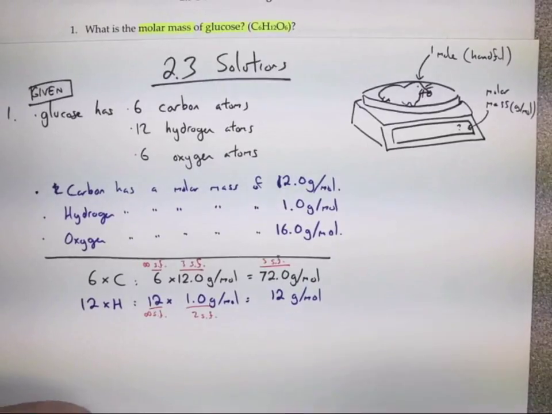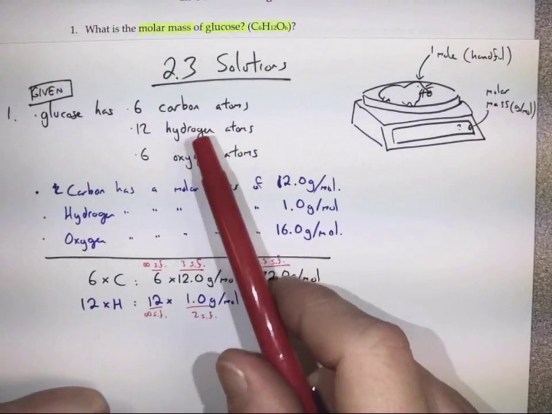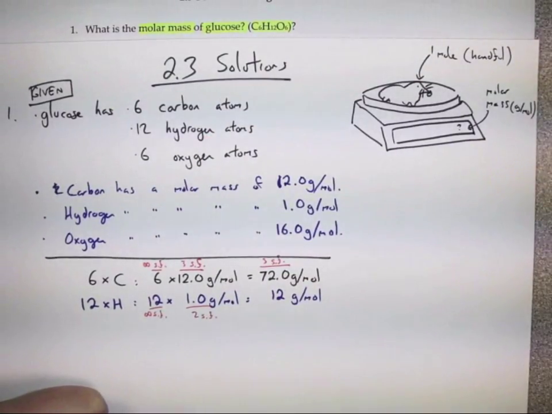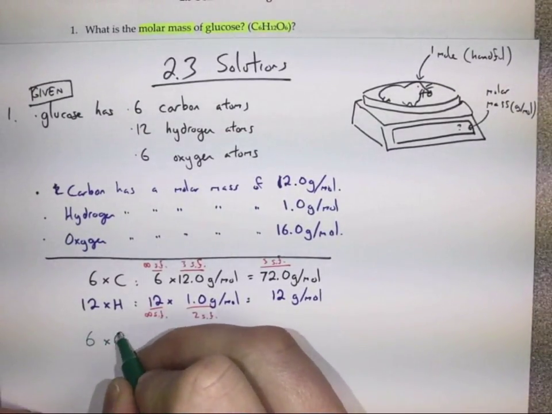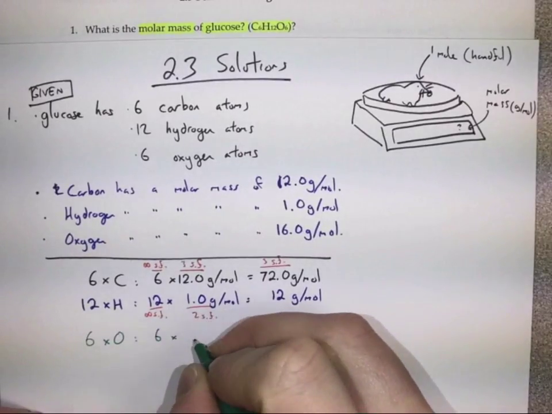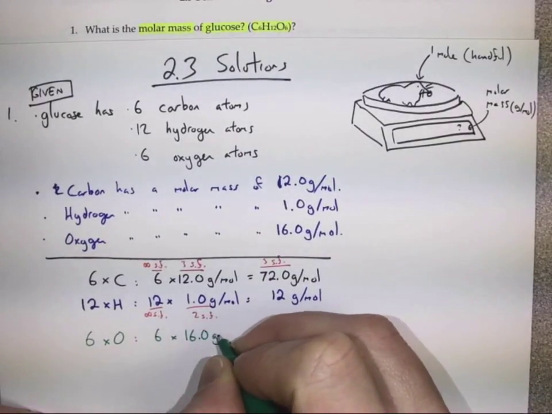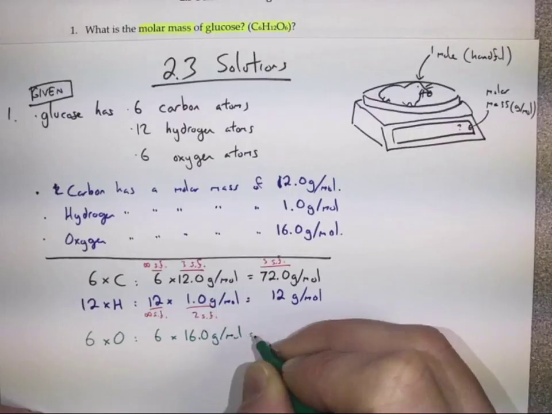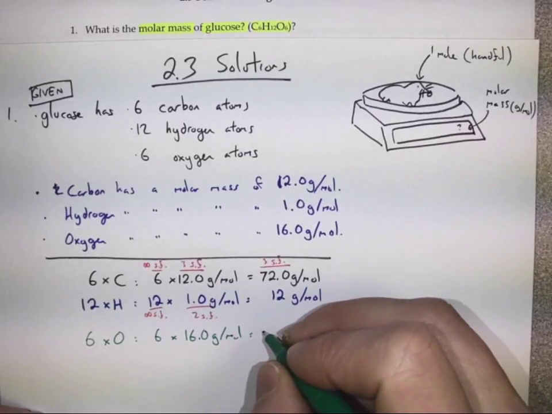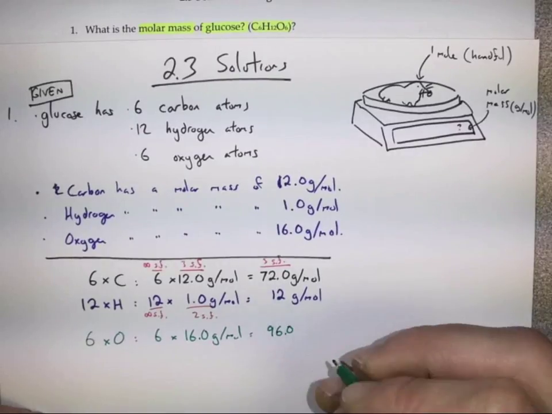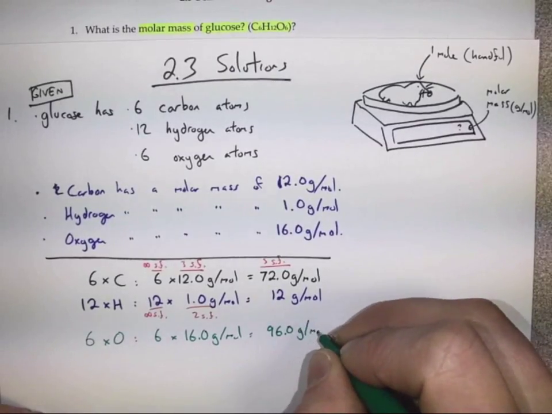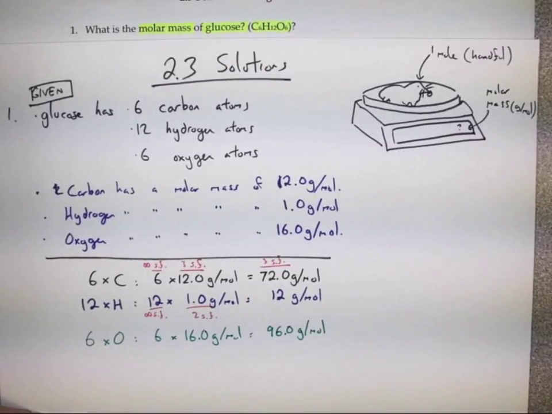In this 12, the 12 is telling you how many hydrogens are in glucose. And lastly, we know there are 6 oxygens. So 6 times the oxygen. So it's going to be 6 times 16.0 grams per mole. And that's going to give you 96 grams per mole. Hope I'm right there. I did that in my head. I didn't really do it in my head. I kind of memorized that, I think.